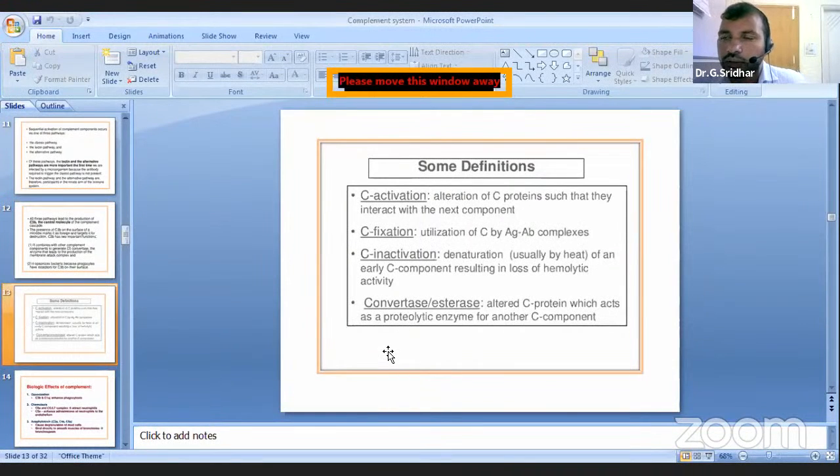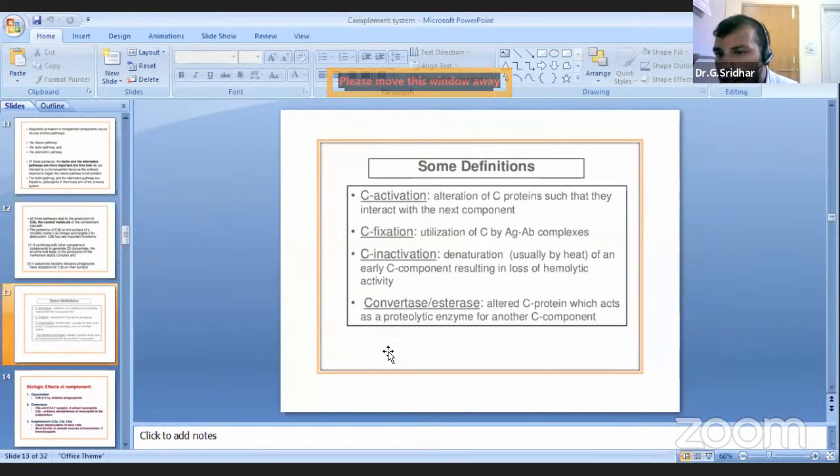Then some definitions we can find in the complement system: C activation, C fixation, C inactivation, convertase or esterase. What is the meaning of C activation? Alteration of C proteins, or complement proteins, such that they can interact with the next component. C fixation means denaturation, usually by heat, of an early C component, resulting in the loss of hemolytic activity. Then coming to the convertase or esterase: an altered C protein which acts as a proteolytic enzyme for another C component.